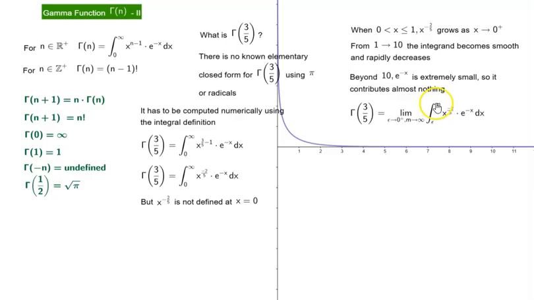So the integral from epsilon to m of x to the power of minus 2/5 times e to the power of minus x dx, and this is under a limit where epsilon goes to 0 from the positive side and m goes to infinity. But we can take a smaller value as well. So in this case, we may take m as 10.